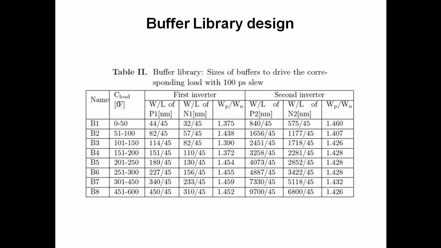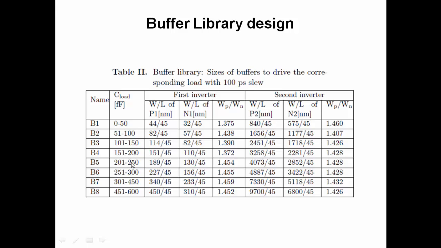So we design a buffer library like this. This is a buffer library. These are the 8 buffers, B1 to B8, and B1 can drive a load up to 50 femtofarad with a slew of 100 picoseconds. That's the meaning. B5 can drive a load up to 250 femtofarad with a slew of 100 picoseconds. That means when you have a 250 femtofarad load, if you put a B5 buffer, it will be able to drive it with the required slew, the rise time being 100 picoseconds.